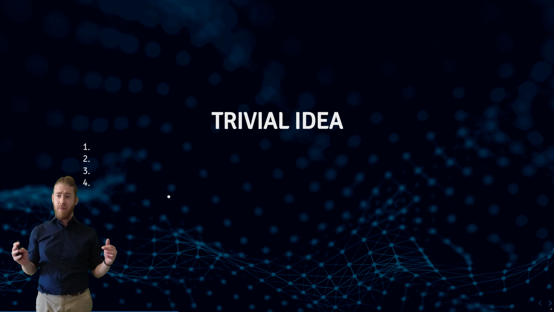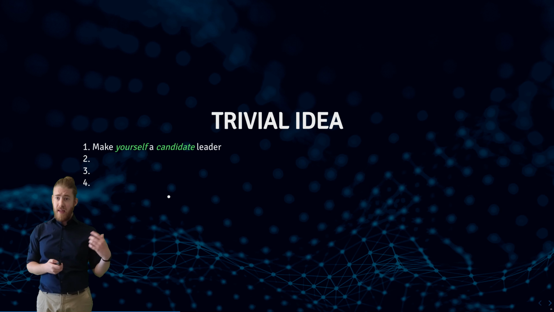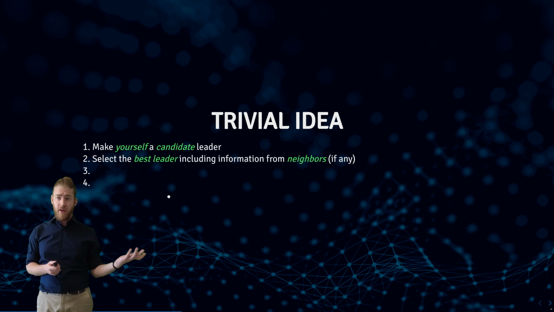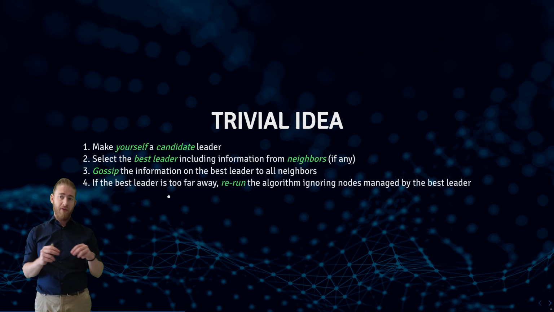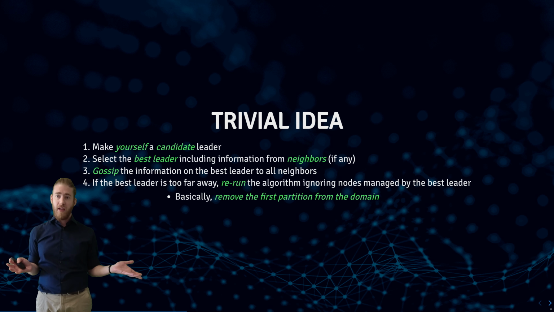So first, make yourself a candidate, as you know, no one initially. Then select the best leader, including information from your neighbors, if you have any. Then find the best leader and tell your neighbors. And of course, if the best leader is too far away, ignore all the information regarding it from any source and de facto create a network partition.